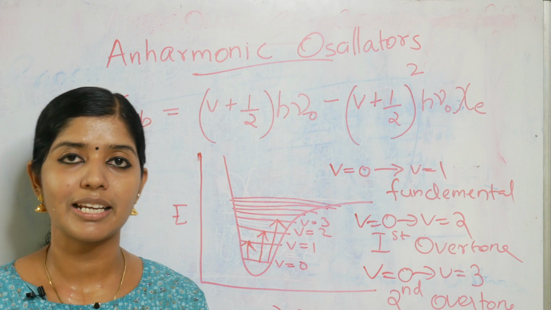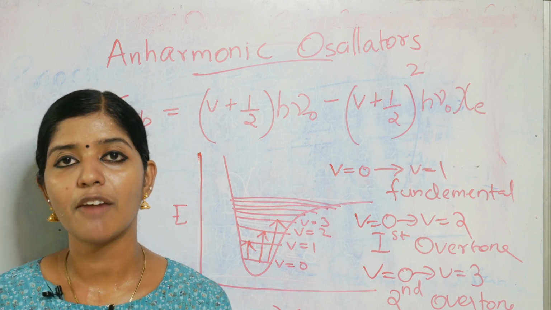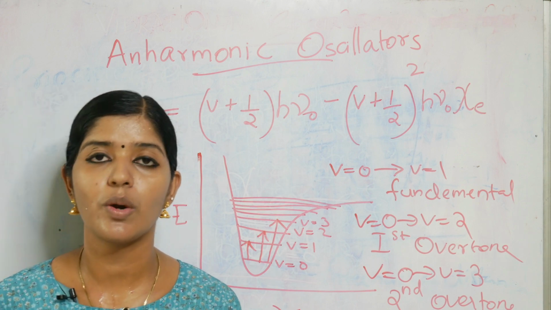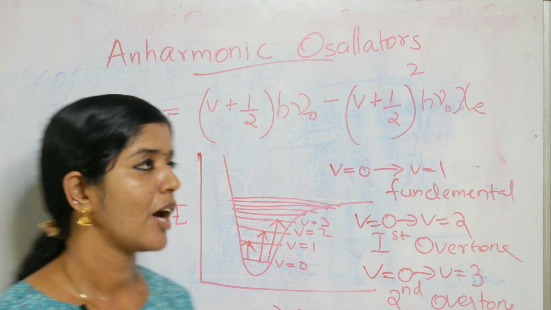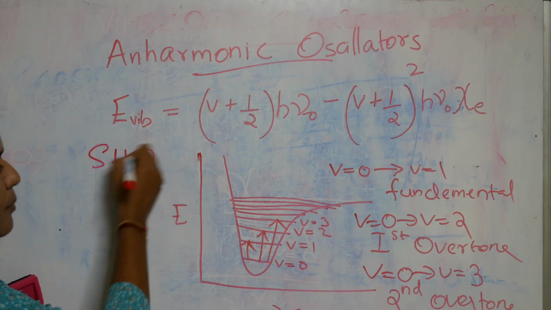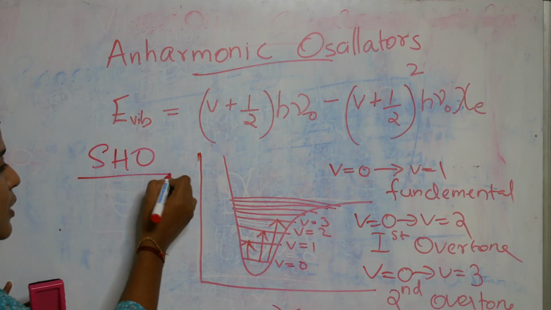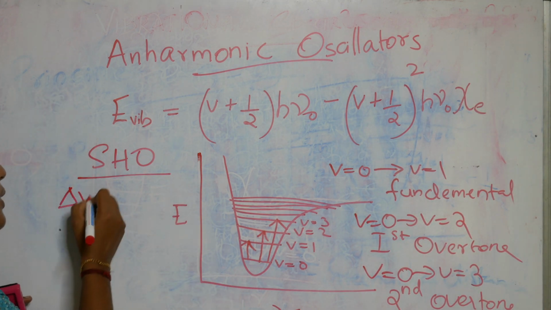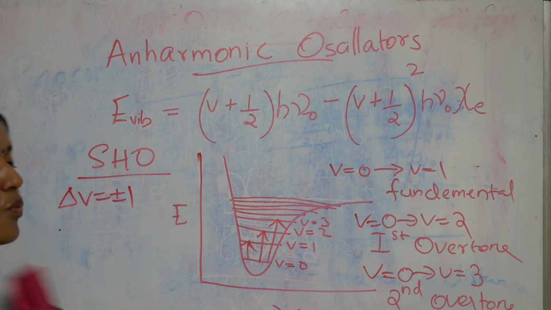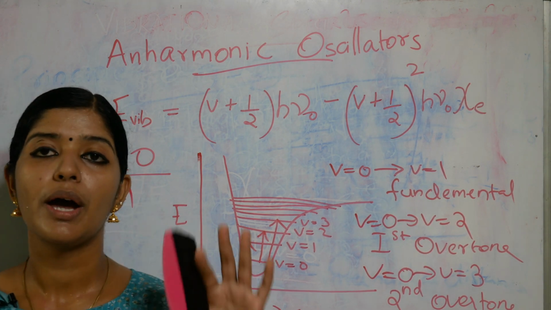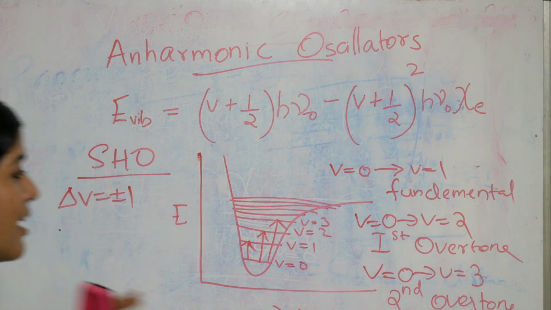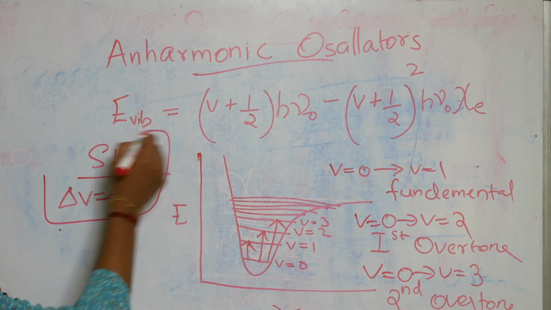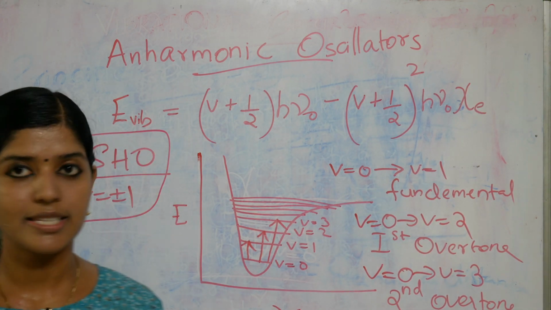Whenever we are learning a spectroscopic technique, we have to learn the selection rule. What is the selection rule for that? In the case of a simple harmonic oscillator, the selection rule is delta V equal to plus or minus 1. Delta V equal to plus or minus 1 is the selection rule for a simple harmonic oscillator.